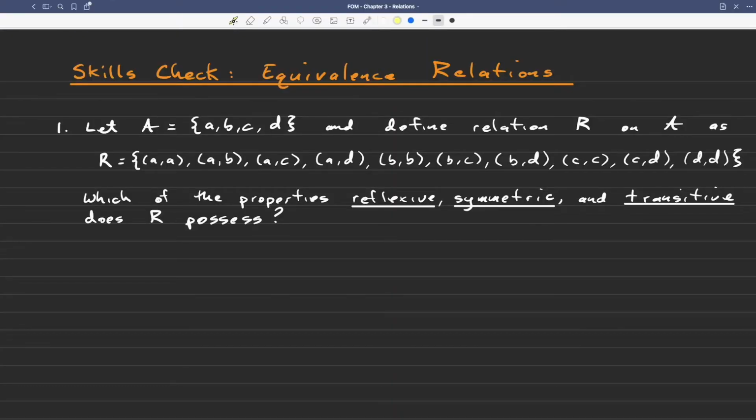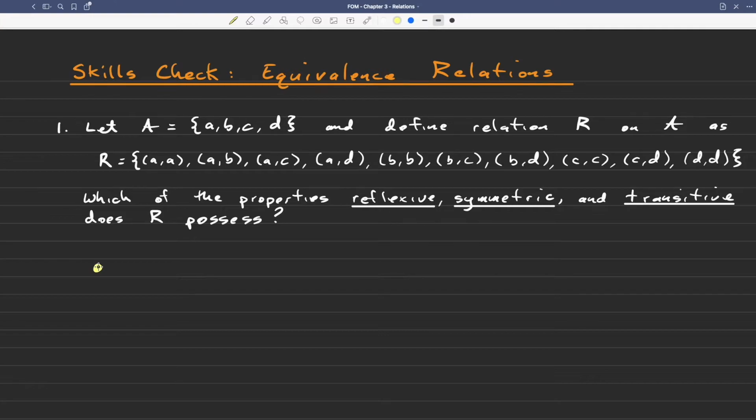All right, welcome back. Let's have a look here at number 1. So the question is, is it reflexive? You've got 4 elements that you have to check. Are they all related to themselves? So I need to have little a is related to little a, little b is related to little b, little c is related to little c, and little d is related to little d.